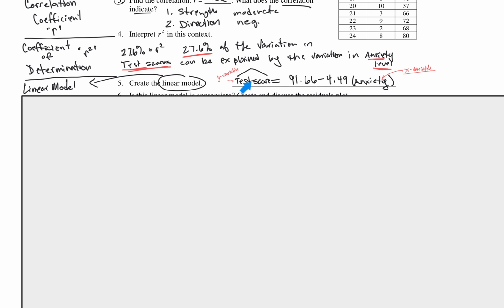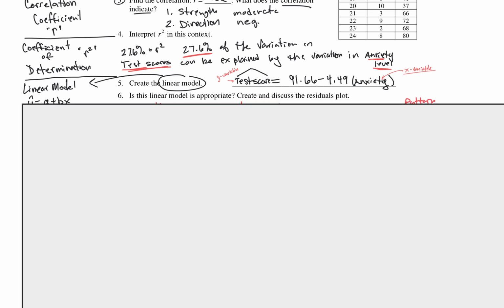Now notice I don't have X and Y. I have the actual variables written into the equation. That's a great idea. If you don't do that in some instances, they will take off points for not defining your variables. Now, if we keep on going, the next part is: is the linear model appropriate or not?